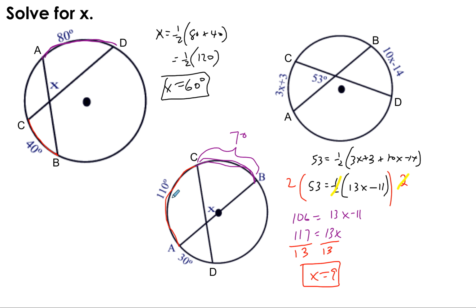Now I have everything that I need. So x is equal to 1/2 the sum of the intercepted arcs. So that's 1/2 of 70 plus 30. So that means that x is equal to 1/2 of 100, or x is equal to 50 degrees.